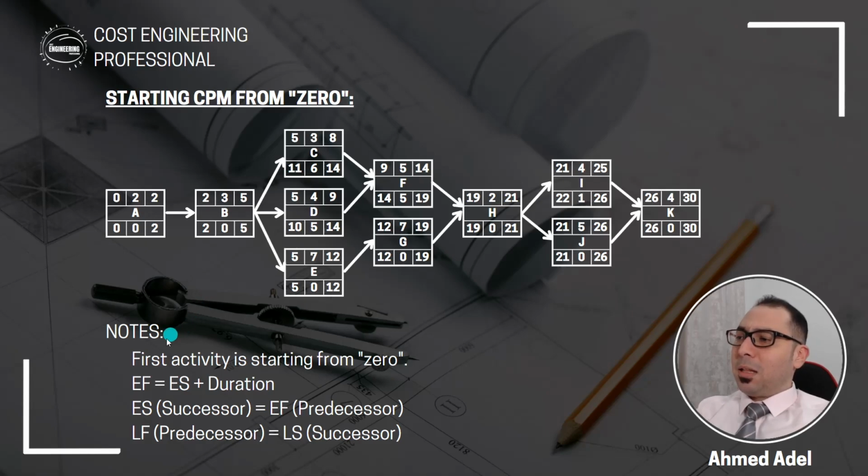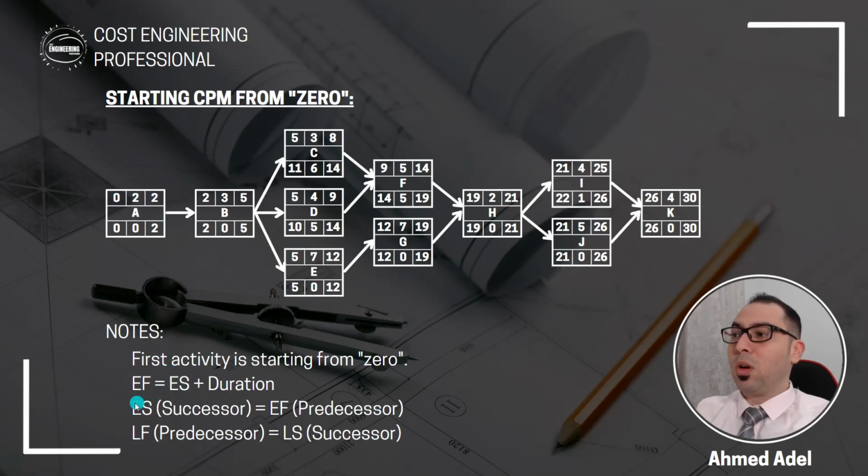The thing is that the first activity is starting from 0 in this method, obviously. And the early finish is equal to early start plus duration. So for activity A, the early finish, which is 2, equals the early start, which is 0, plus the duration, which is 2. So 0 plus 2, that's 2. Here, 2 plus 3, that's 5. Here, 5 plus 3, 8. Here, let's say 19 plus 2, that's 21. So this will be different when we start from 1.